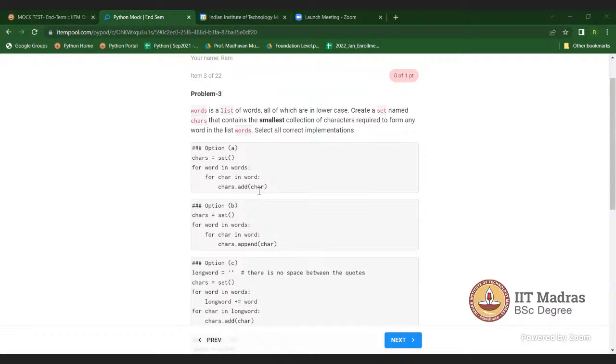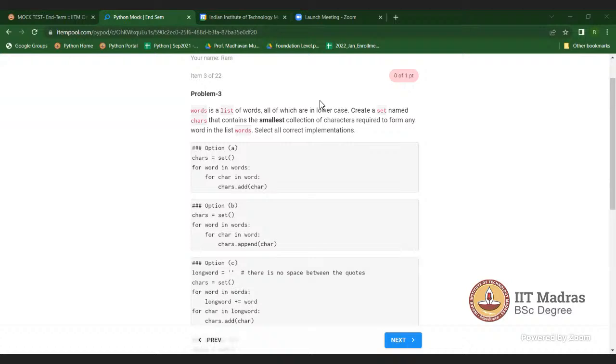And the thing is, chars dot add of char, right? The thing about a set is it does not have repeated values. So you can keep on adding the characters of each of these 96 participants here. Whenever it comes across a character which was already there, it won't add it. So it won't have the duplicate value, and you can keep on adding without even worrying whether that character is here or not. So option A is correct.